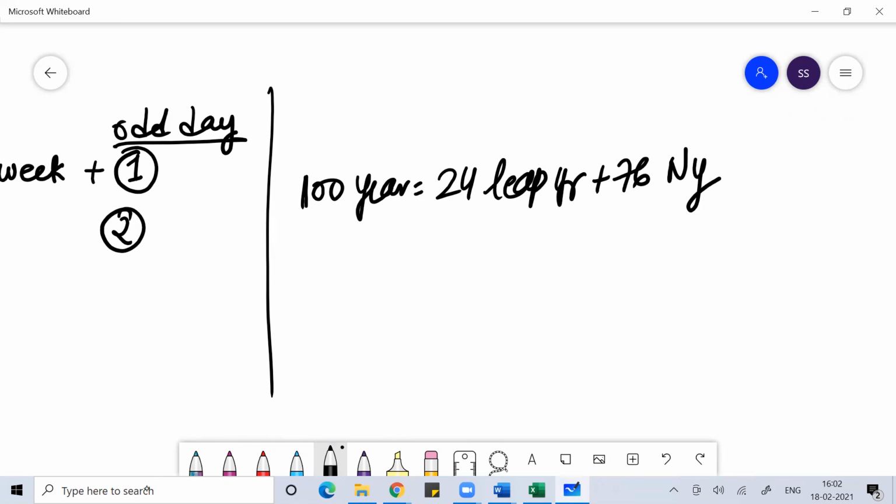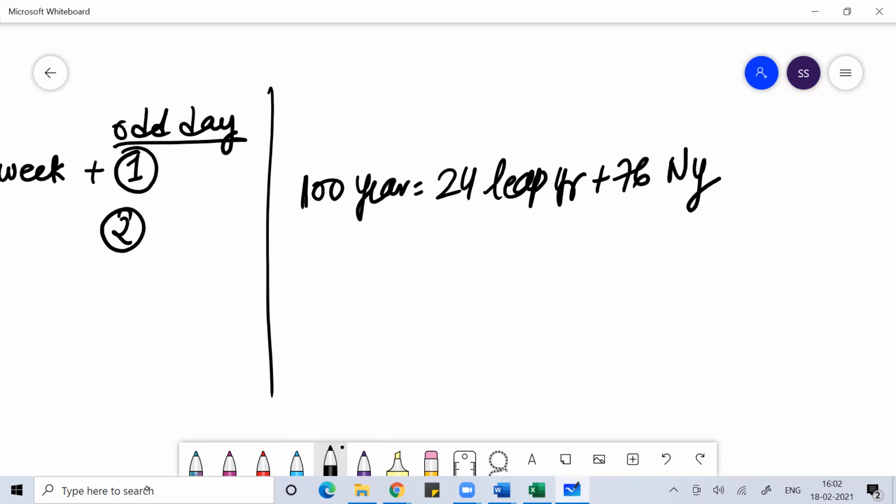Then many people will get confused. How come 24 leap years? It should be 25 leap years because a leap year comes after every 4 years. If I divide 100 by 4, I get a quotient of 25. So I should get 25 leap years as the answer.